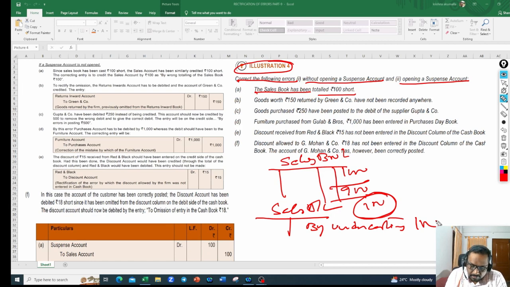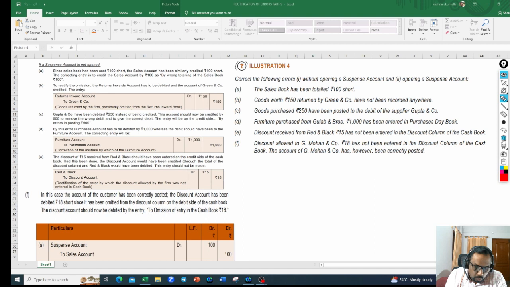Clear? Right. Next. Goods worth 150 returned by Green and Company have not been recorded anywhere. Goods returned by Green and Company. They returned the goods. They are returns inwards. Why are they returns inwards? We sold goods to Green and Company. They did not like them, so they returned. So we call them goods inwards, or we can call them sales returns.